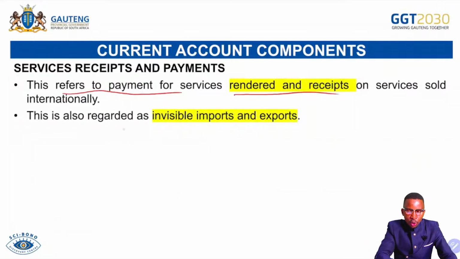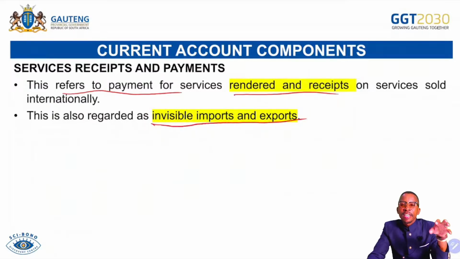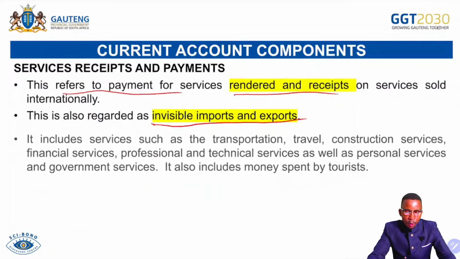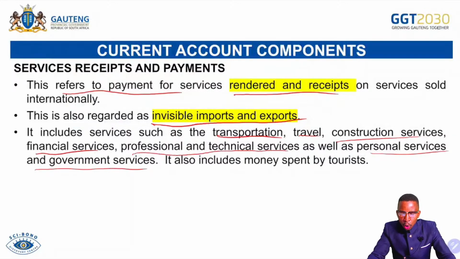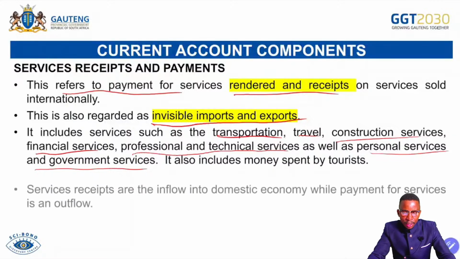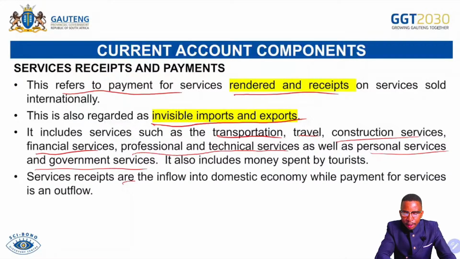Let's check. This is also regarded as invisible imports and exports. Remember, services are invisible, so that's why we regard them as invisible imports and exports. It includes services such as transport, travel, construction services, financial services, professional and technical services, as well as personal services and government services. It also includes money spent by the tourist. Service receipts are the inflow into the domestic economy, while service payments are the outflow.